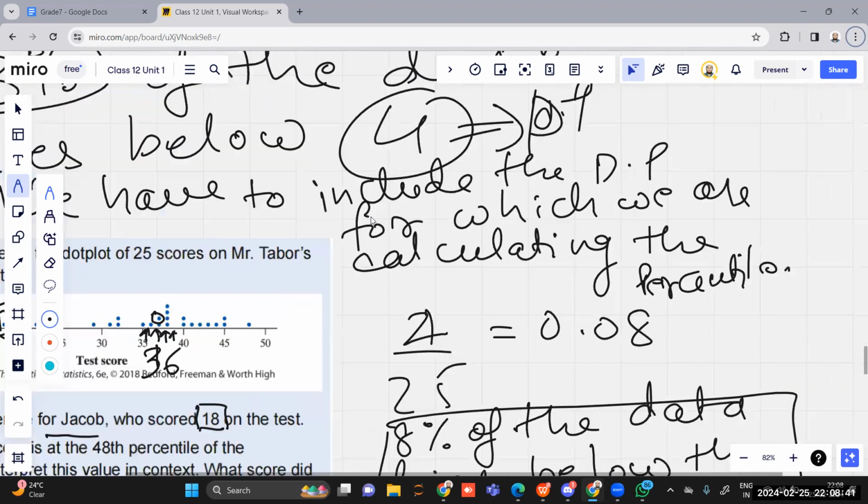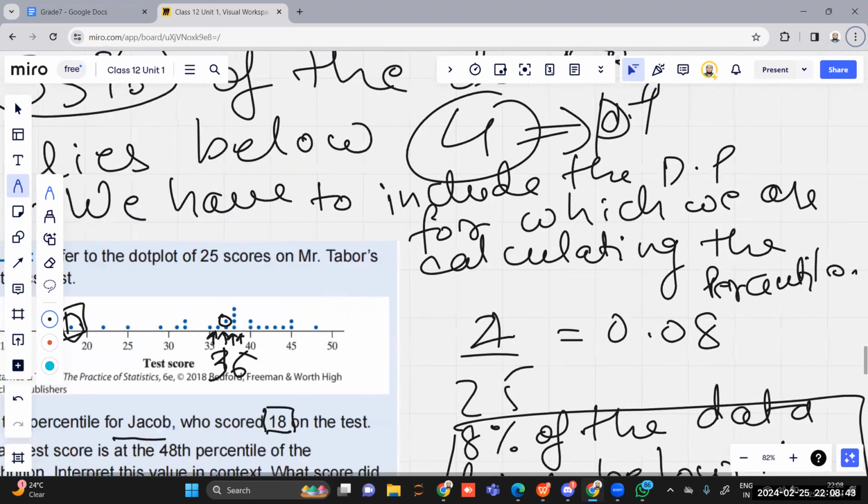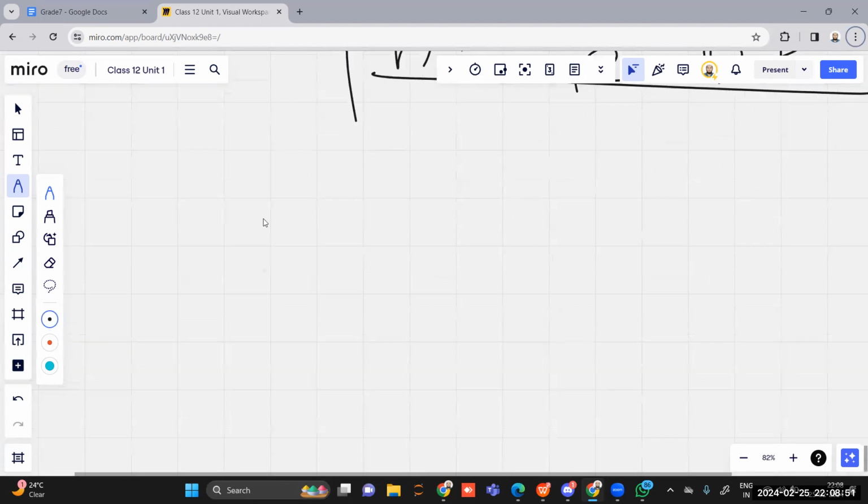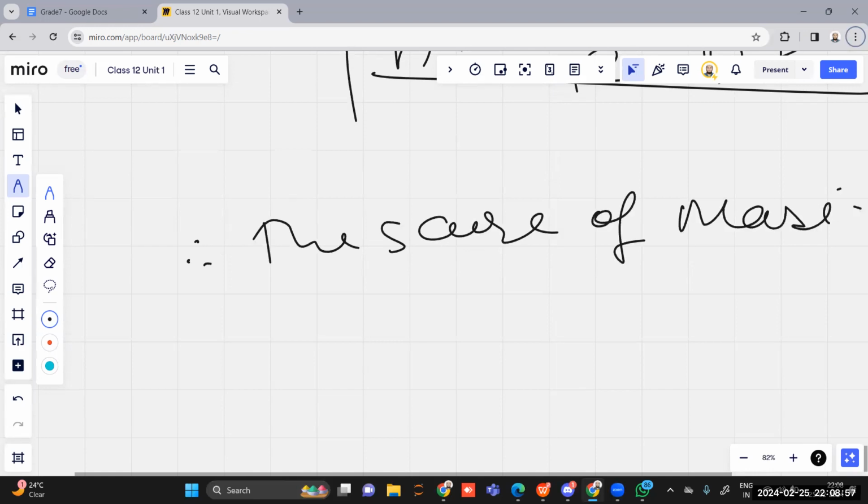It's on 36. Correct? Therefore, the score of Maria is 36. Score of Maria is 36.